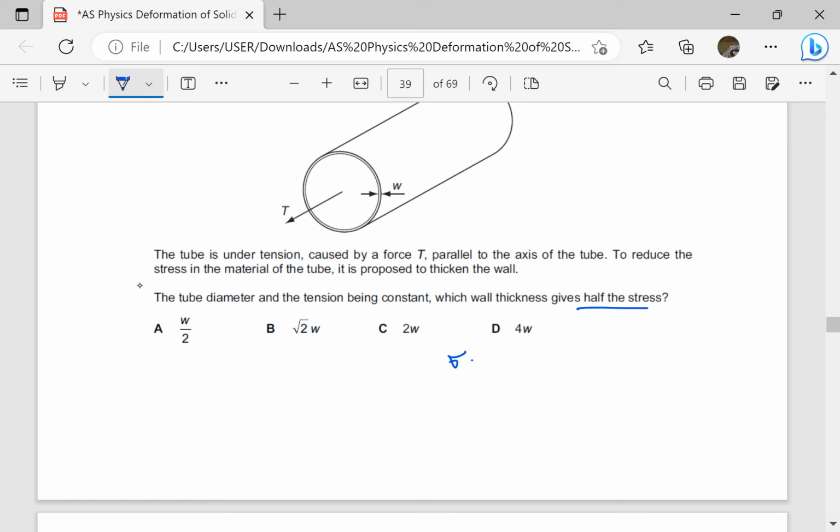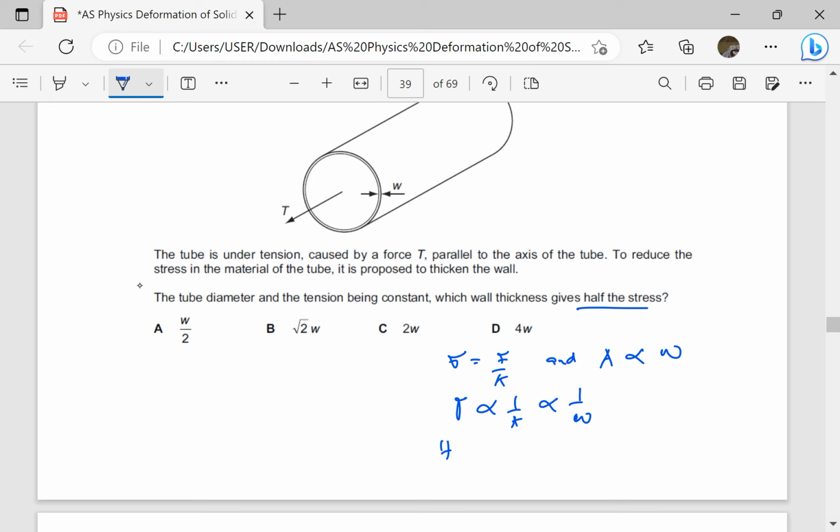So we know that stress is equal to force over cross-sectional area, and we know that the cross-sectional area is going to be directly proportional to the thickness. Stress is inversely proportional to area. Therefore, stress will be inversely proportional to the thickness of the material. So since the stress has been halved, it means the thickness should be doubled.